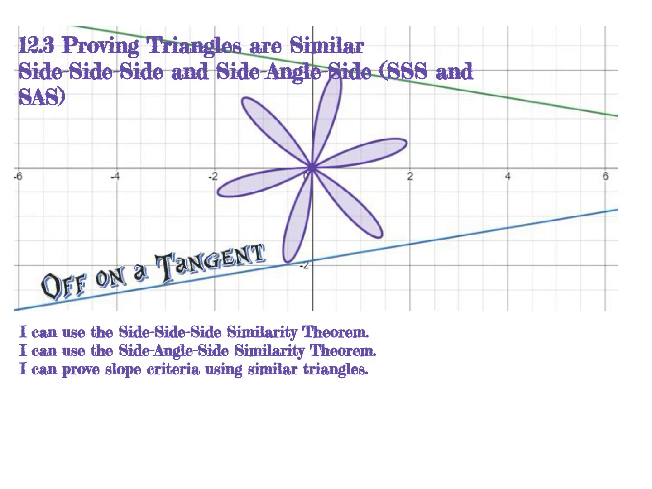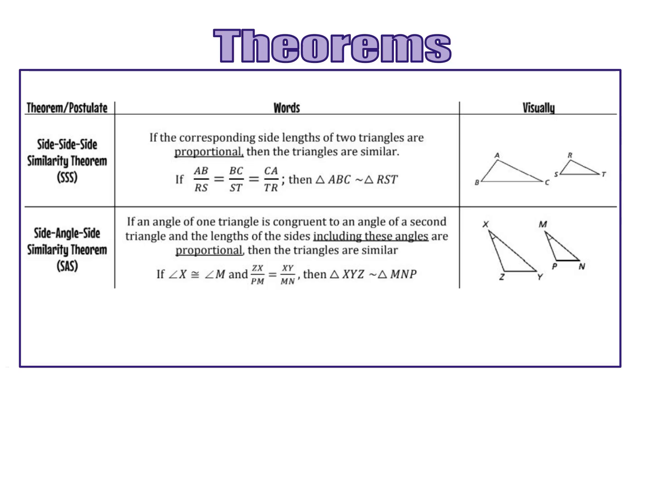Hello and welcome. In this video, we're going to talk about proving triangles are similar using side, side, side, and side, angle, side similarity theorems. Our objectives in this lesson are that we can use side, side, side, and side, angle, side similarity theorems, and that we can prove slope criteria using similar triangles. So let's go ahead and jump in.